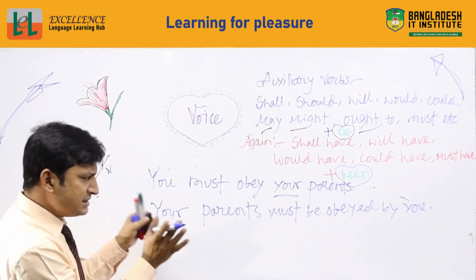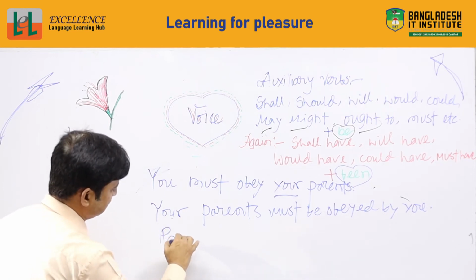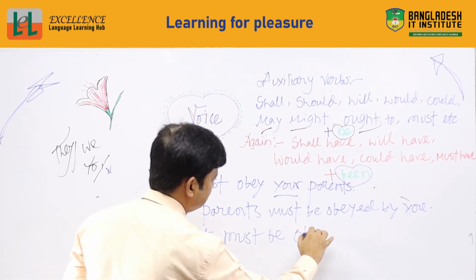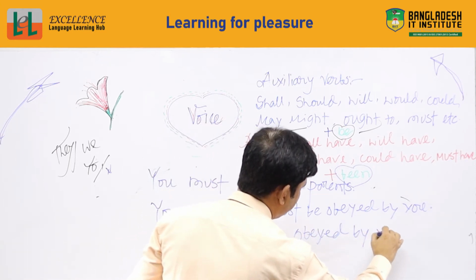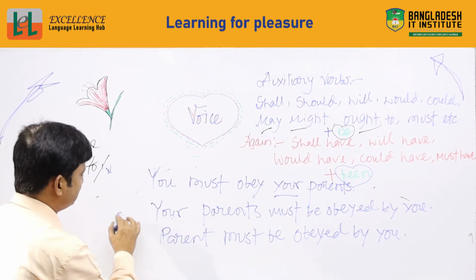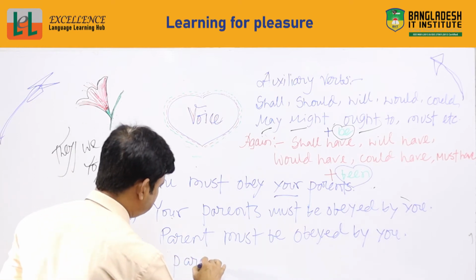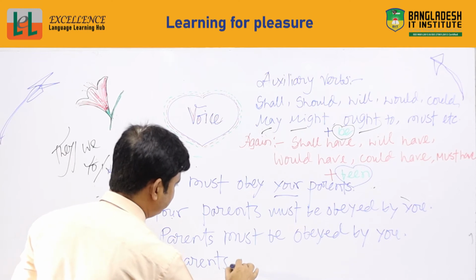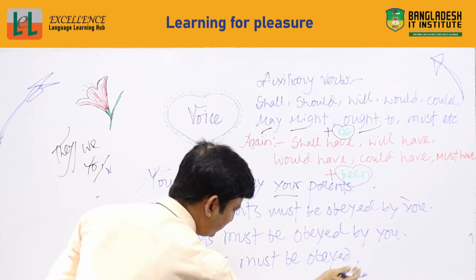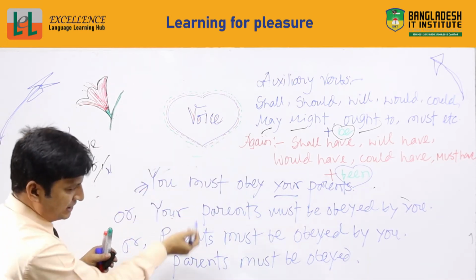So here have a look, this is the general form actually. Either we can write parents must be obeyed by you. You can write that one. Or this is also or, and this another one. Parents must be obeyed. So as this is very mandatory thing, we can write this sentence in three ways actually.